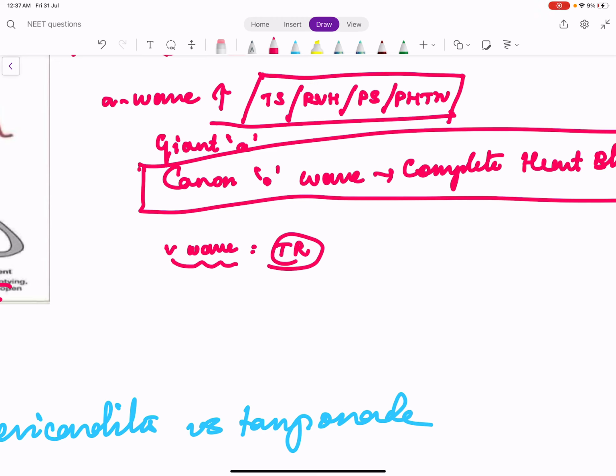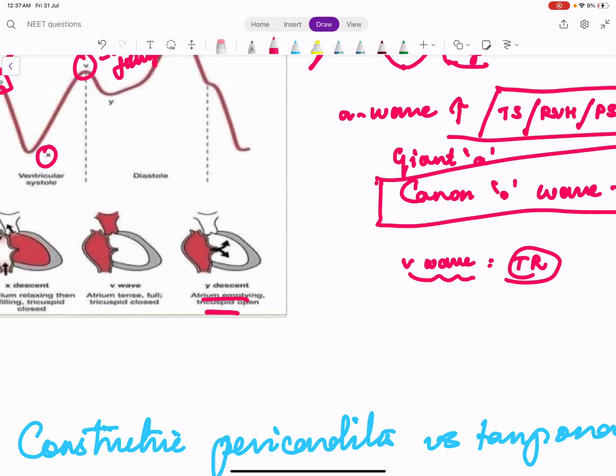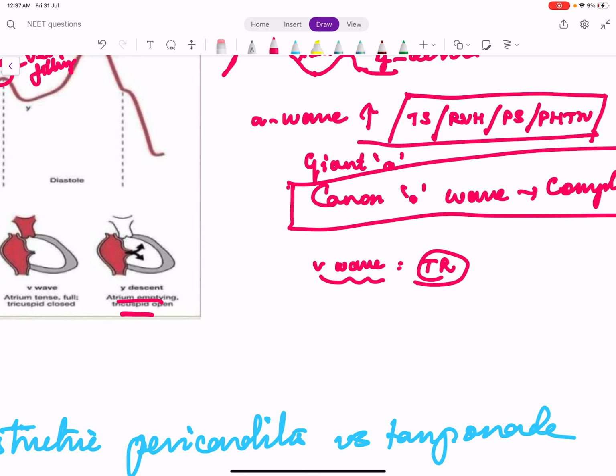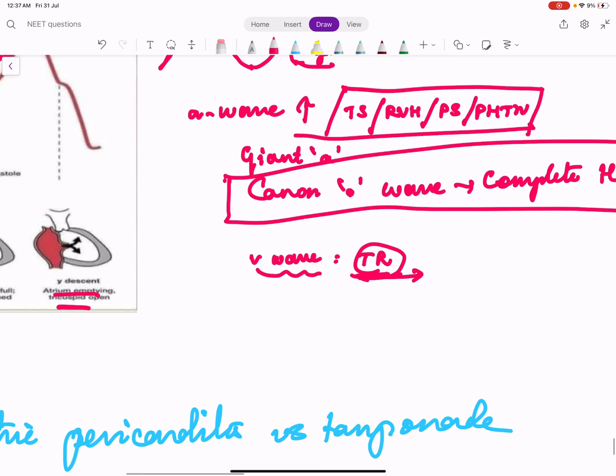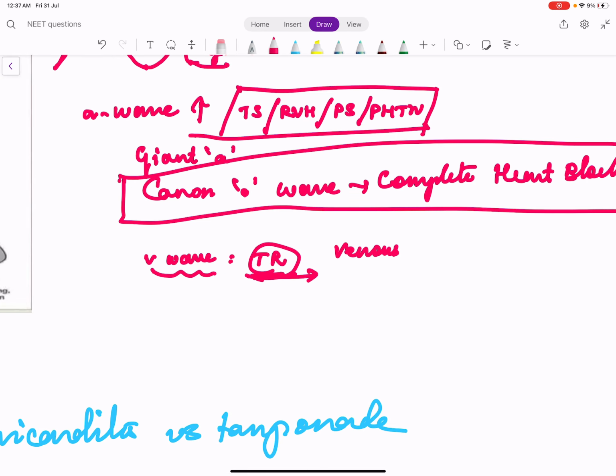Because in tricuspid regurgitation, blood goes from the right ventricle to the right atrium during contraction. So V wave will be very prominent here, right? The atrium is already full, plus because of the regurgitation. So venous filling of the already full right atrium is the reason for V wave prominence. So that is about the V wave.